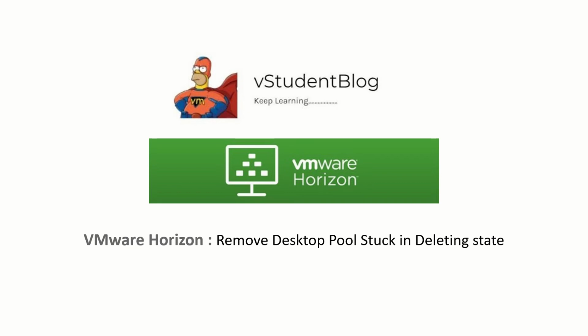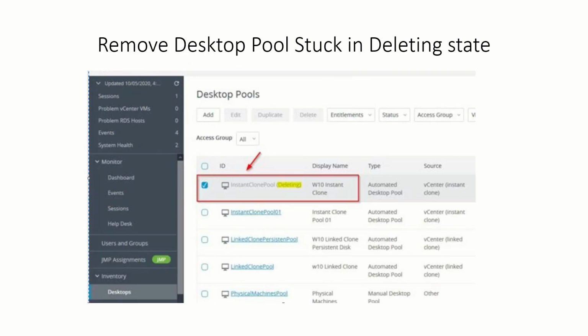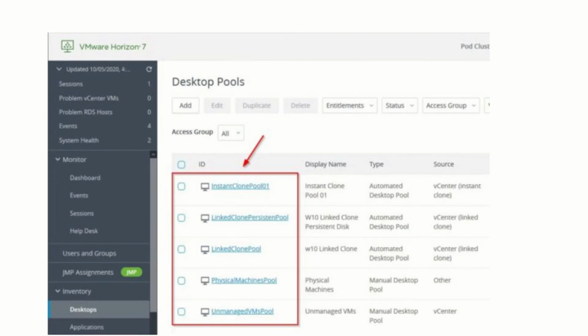So let's jump in. Before that, this is the screen. I took it from Google to show you guys. When you try to delete a pool, it will show as deleting and be stuck here. Thanks to the VMware expert who shared this screenshot. For this, the only option is to clean up the ADAM database for VDI. Once you clean up the ADAM database, you'll see the deleted pool gets removed from the desktop pools.